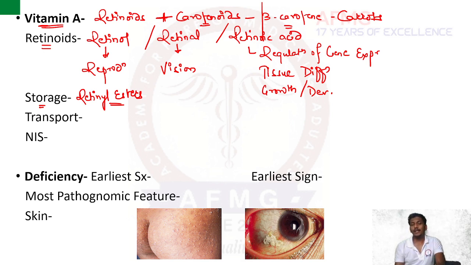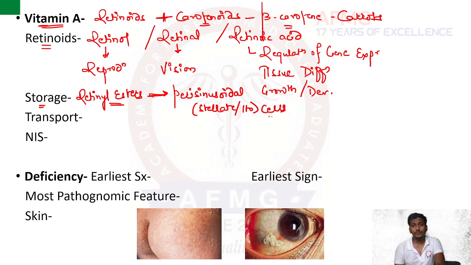So vitamin A is stored in the form of retinyl esters, and at which site is it usually stored? It is stored in the liver, but at which site in the liver? Please remember, this is important, it is the perisinusoidal cells. The perisinusoidal cells are also called the stellate or Ito cells of the liver. In these cells, vitamin A is generally stored in the retinyl esters form: perisinusoidal, stellate or Ito cells. This is an important one-liner.